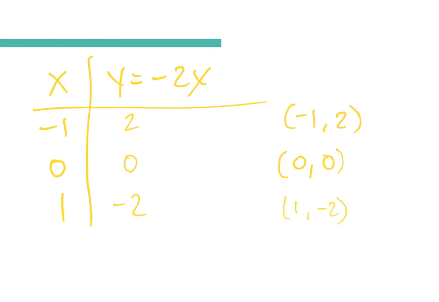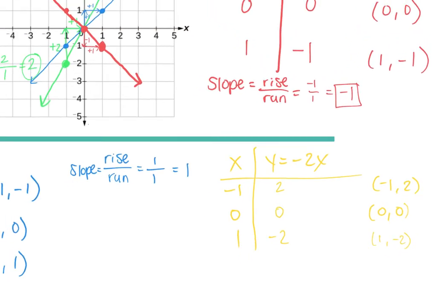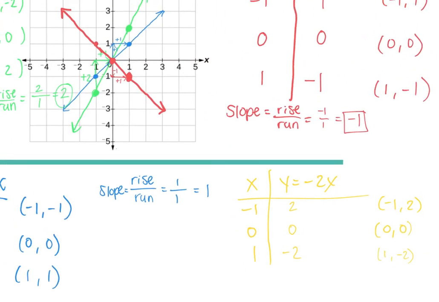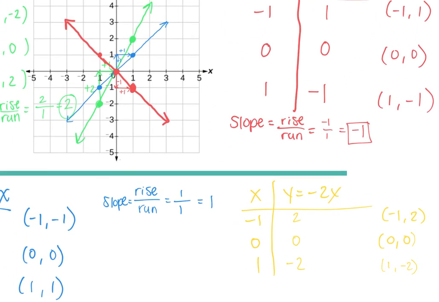Okay? So, from here, let's plot these points. -1, 2 is going to be all the way up here. 0, 0 will be right here. And 1, -2 will be down here. Draw a line through those 3 points.